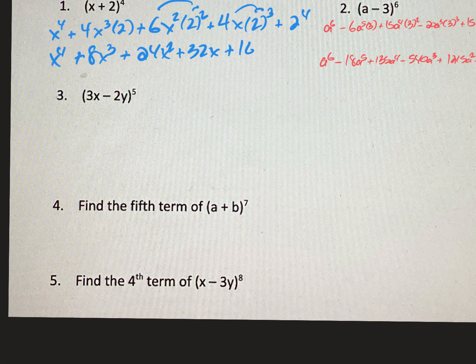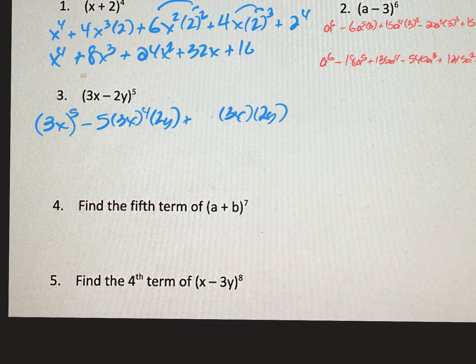One more of these. Here we go. More fun. First term is going to be 3x, the first term to the fifth power. The next coefficient is going to be 5. The 3x is going down, the 2y is coming up. Next term, the 3x is going down, the 2y is coming up. I'm going to do, let's see, it's 3 and 2. I'm going to do 5 nCr 3. I'm going to do that real quickly here.